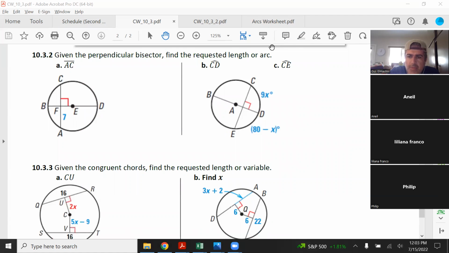So let's look at some problems here, and then we'll have you guys do some practice. Given the perpendicular bisector, find the requested length or arc. You want segment AC. Well, this is also going to be 7. So AC is going to be 14, because remember, the diameter is going to cut it in half. Also remember that these arcs are the same.